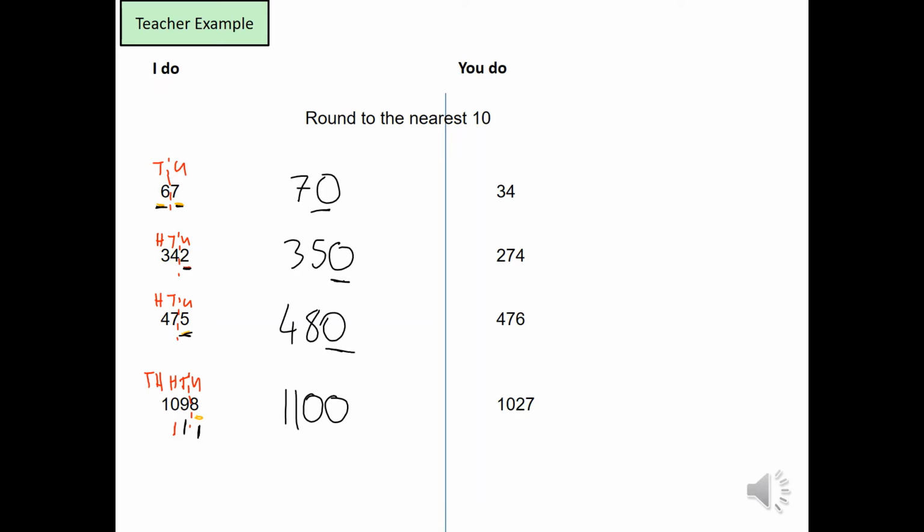Okay, welcome back. So on the right hand side, 34. The units column is a 4, that is 4 and below, so that becomes a 30. Don't forget the units column turns into a 0. Next we have units, tens and hundreds. This 4 here is a 4 and below, so the 7 is going to round down, but it's going to remain the same as a 7. Don't forget, we do not round down to a 6, and the units column will become a 0, so that becomes 270.